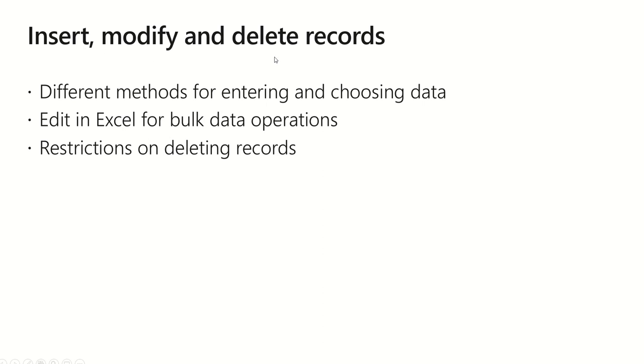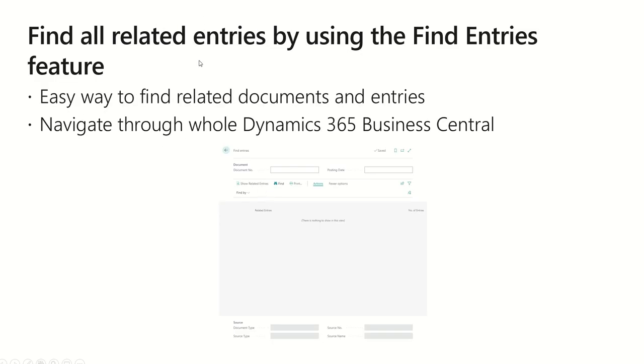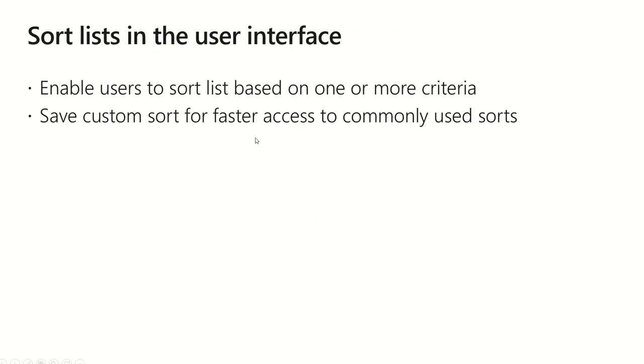Now you can see you can insert, modify, and delete records. You can see later on as well how to edit in Excel. It's very simple. You can also restrict deleting records. You can find all related entries using the find button. You will see this along the way later in your lab, to find the documents and entries. You can sort. In the list view, you just choose the column that you want to sort based on.